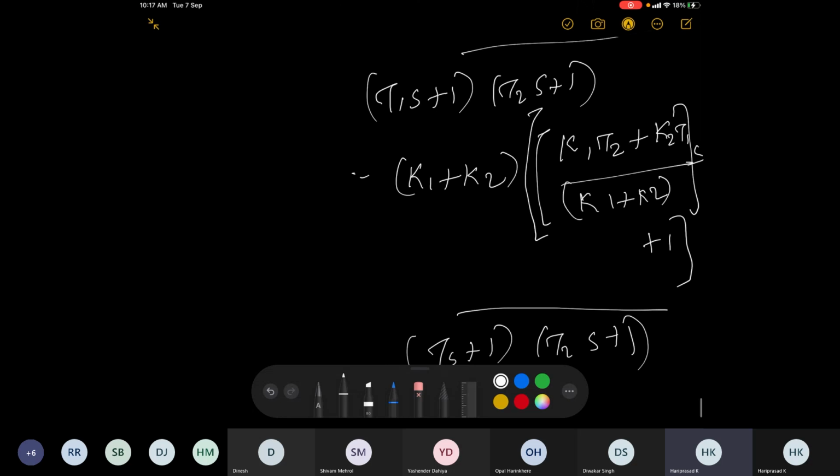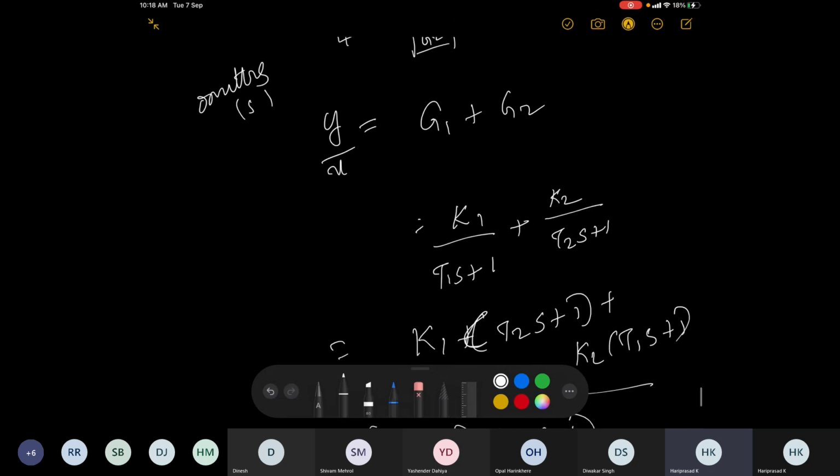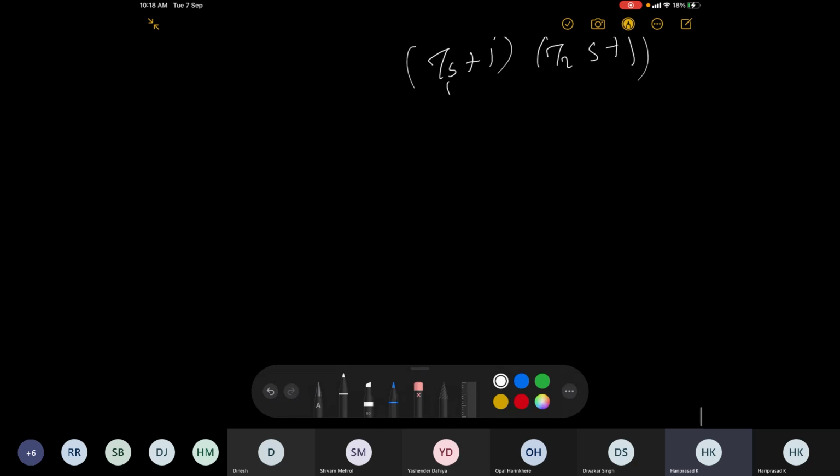So what would happen here? Your original system did not have a zero. Once you combine them together, this term brings in a zero, because there was no numerator term in these individual transfer functions. Both of them had only denominators, but they are connected in parallel. This quite commonly happens, so it is a very common scenario in a system.